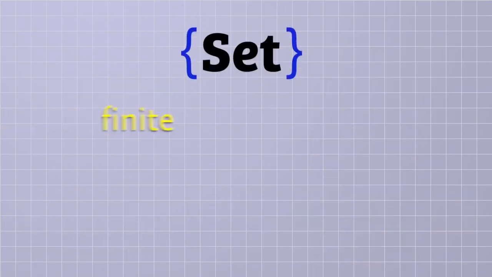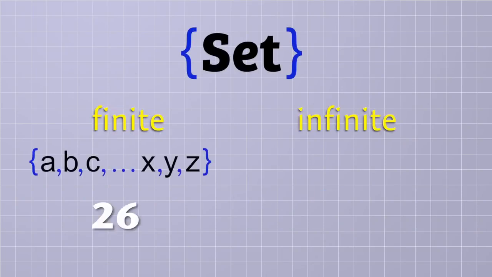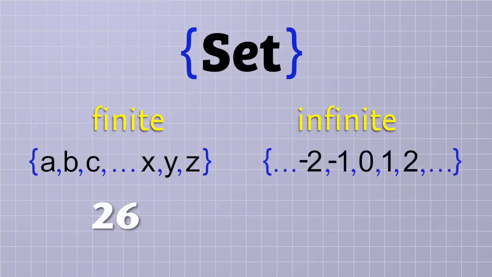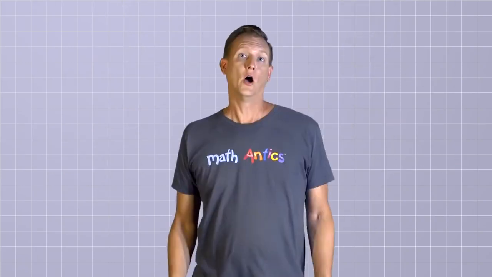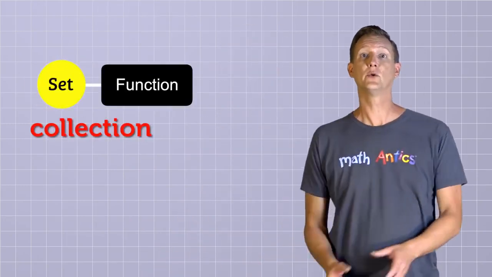A set can have a finite or an infinite number of elements. For example, a set containing all the letters of the alphabet has only 26 elements, while a set of all integers has an infinite number of elements. Okay, so a set is just a collection of things, and a function relates one set to another.